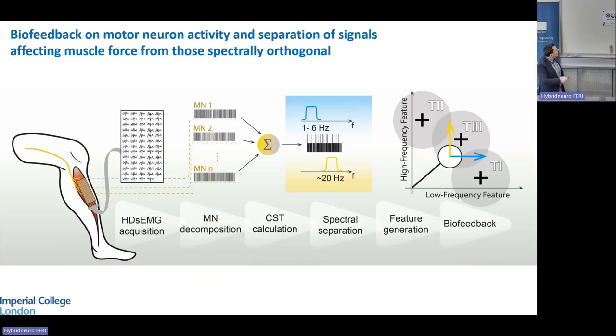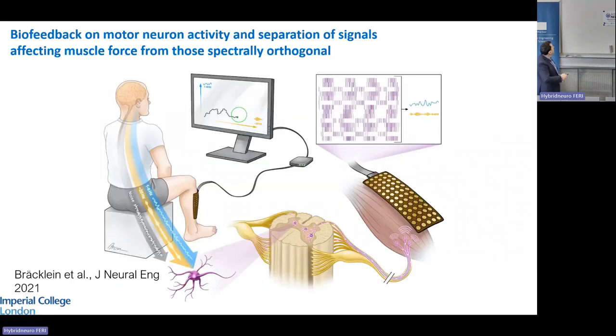And the idea, you can see, is that the power in the low frequency is associated to one axis, and the power in the high frequency is associated to the other axis. And the subject is asked to explore this space. If the subject can explore this space, it means that these two bandwidths can be controlled independently, right? So you have two commands instead of one. So that's the setup. This is one of the original papers of Mario showing this.